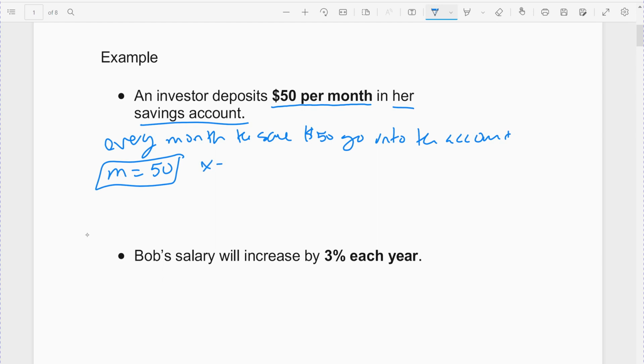x would represent my months. b would be the initial value in there at time 0, or month 0. So this would be a linear equation: 50 times my months, plus b if I started with something. b could be 0. They could have started with nothing in the account. But every month, they're going to add the same amount. So it's a constant growth. Every month, they're growing by $50.